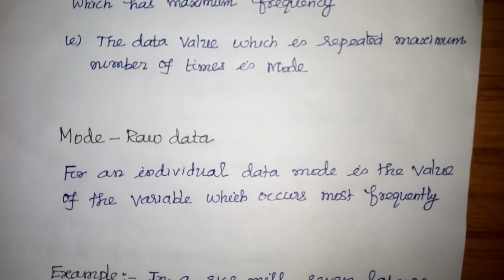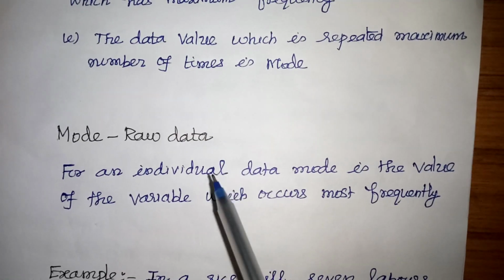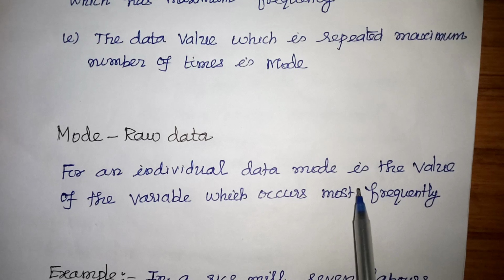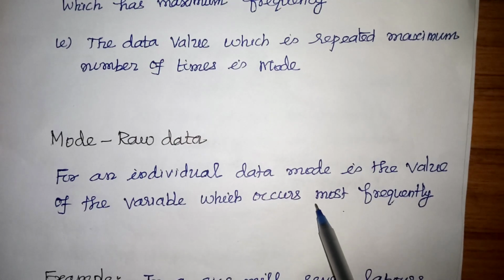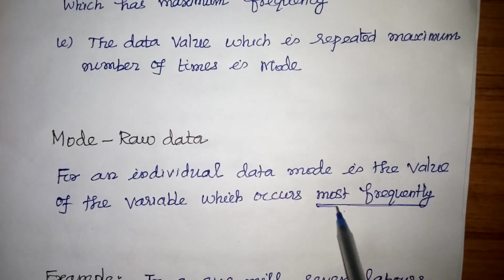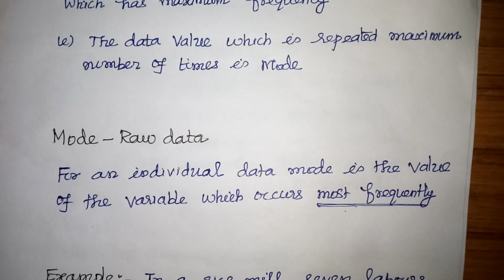Now, mode for raw data. For an individual data, mode is the value of the variable which occurs most frequently. For example, the votes obtained by 3 candidates in an election are as follows.